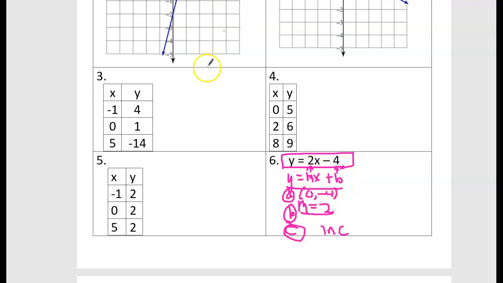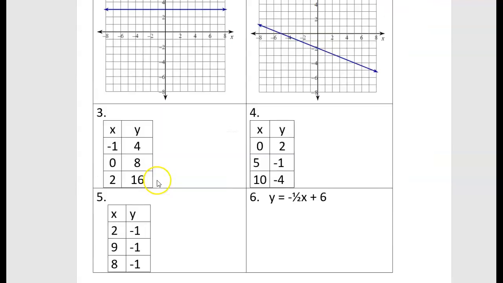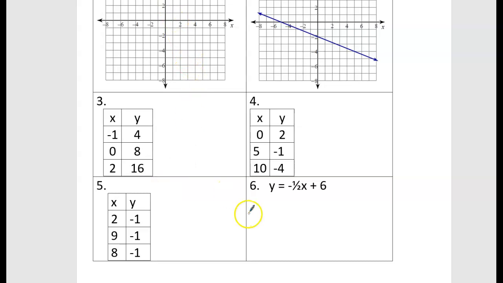Okay. So I'm going to let you guys try one of those, and that'll close out our lesson for the day. So here's one for you guys. Pause the video and try number 6. Okay. The y-intercept is (0, 6). For the y-intercept, the x value is always 0. And when you have y equals mx plus b form, the b represents the y-intercept value. So it's (0, 6). Part b, the slope is the number in front of the x there. So my slope is negative half. And since my slope is negative, this function would be decreasing.